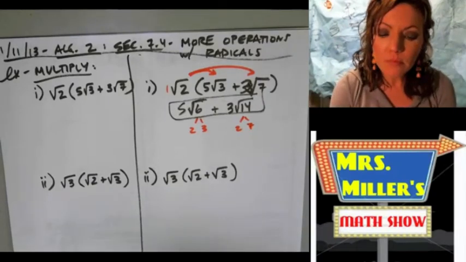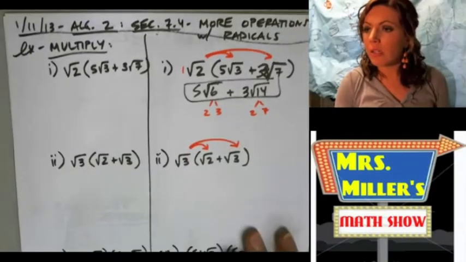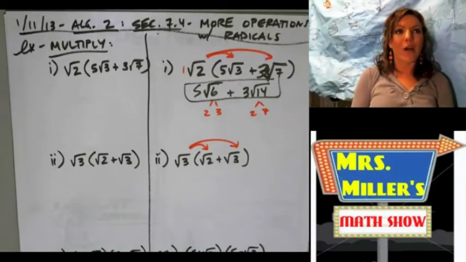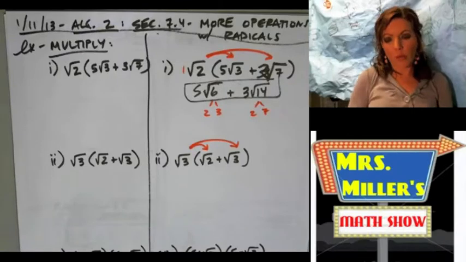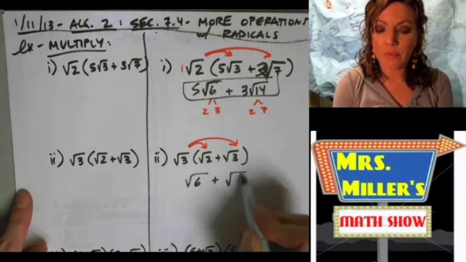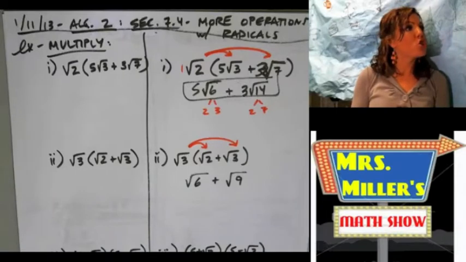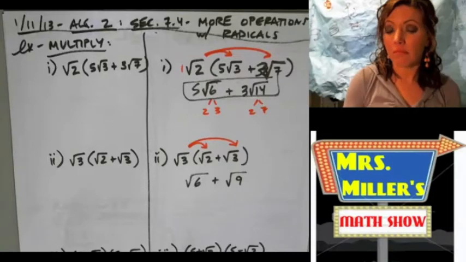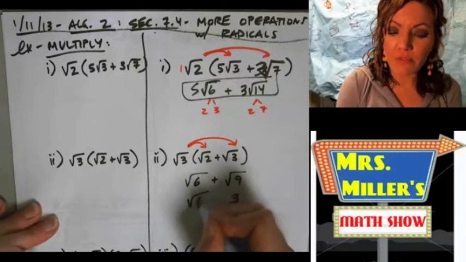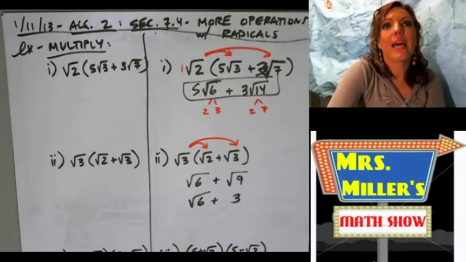Root 3 times root 2 plus root 3. Distribute. Somebody tell me when I distribute what I get. Sloan. Good. Excellent. Everybody give it up for Sloan. Hey. And Samantha. Which is what? Excellent. Everybody give it up for Samantha. Now, I can just add these together. Root 6 plus 3 is 3 root 6, right?